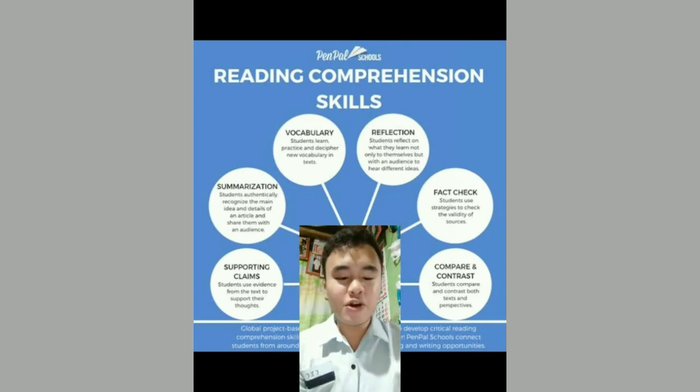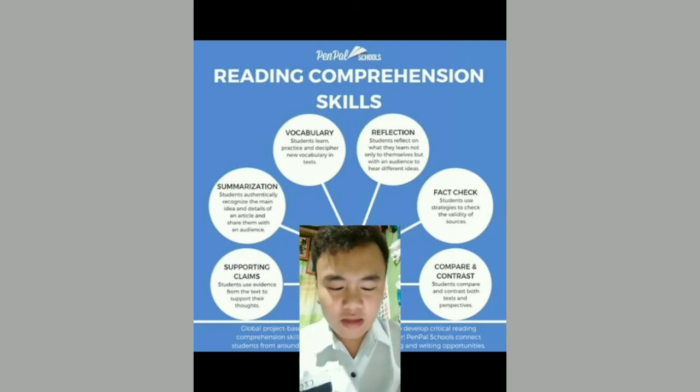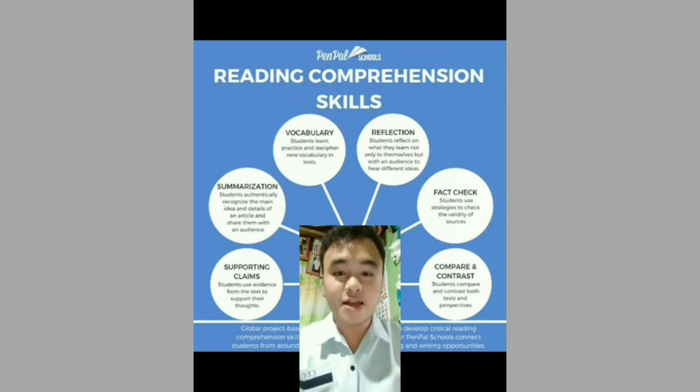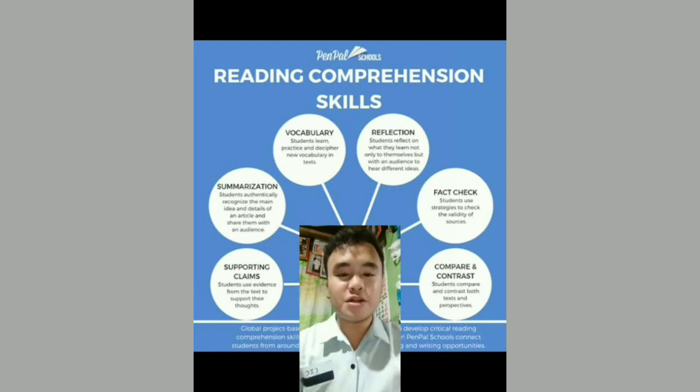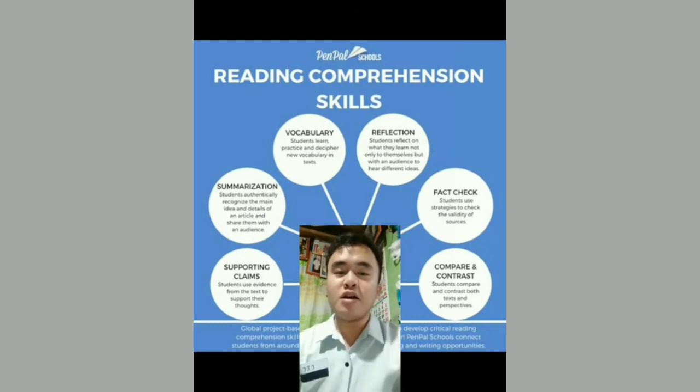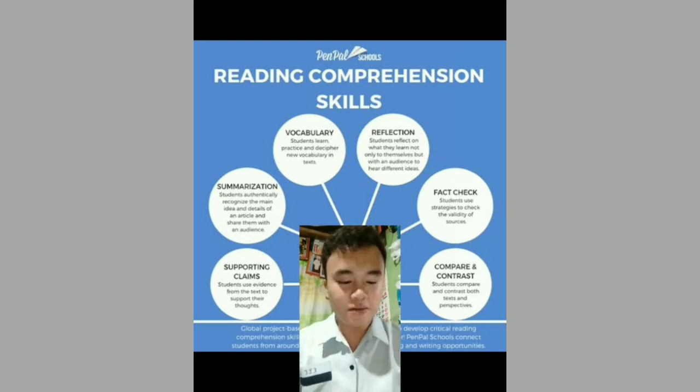Then number 4 is reflecting. So it's very understandable that in reflection, students reflect on what they learn, not only by themselves but with an audience to hear different ideas. Reflection also helps to improve our reading comprehension, because you are going to reflect on what you have learned and on the text or the story that you have read. So it is also included that reflection is one way to improve our reading comprehension.